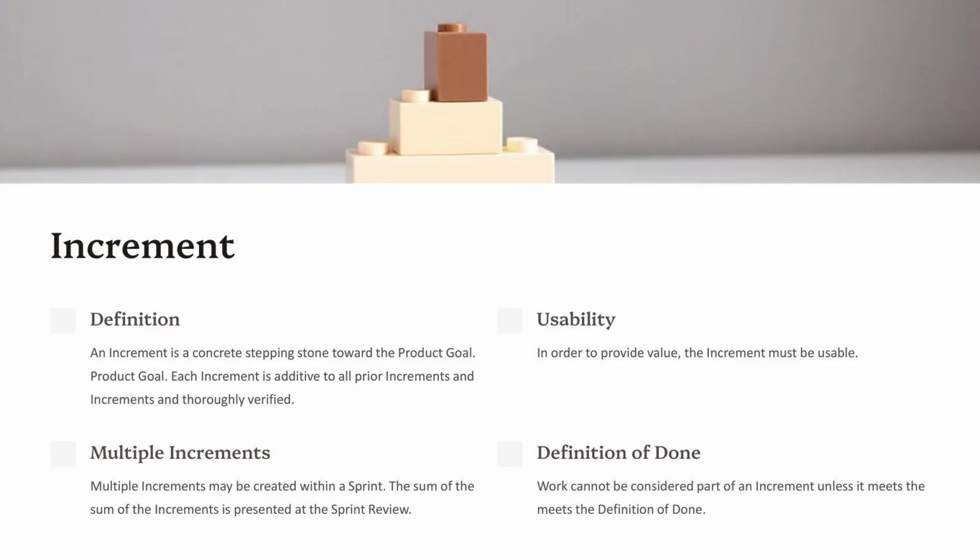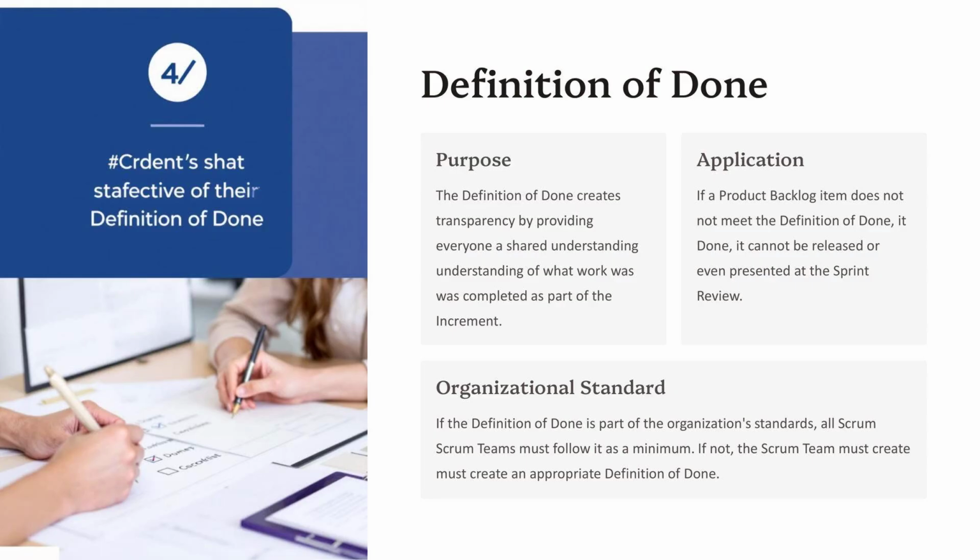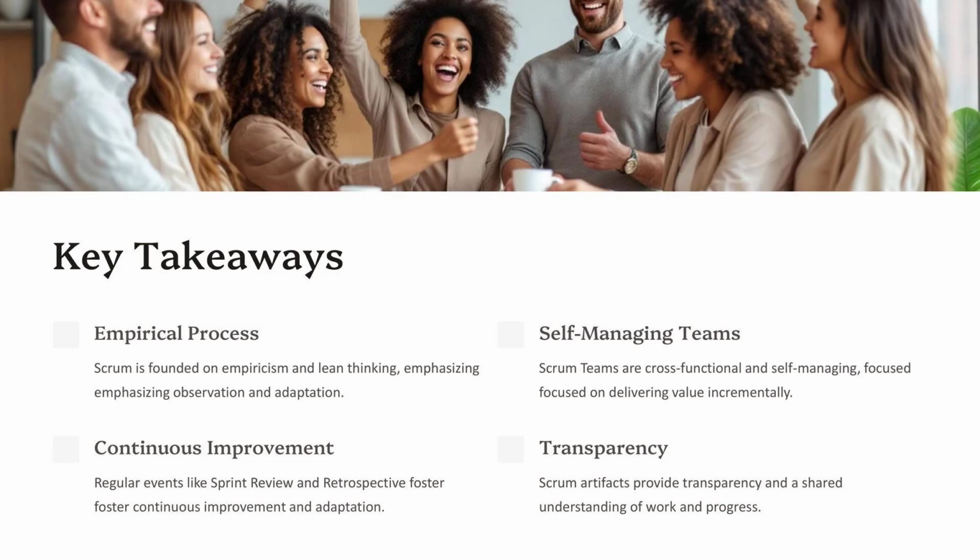The increment. This is the product which the team is building incrementally. Each verified increment builds upon previous work, presenting a usable solution aligned with the product goal. Definition of done. This is a checklist which defines when work is considered complete, ensuring transparency and aligning team expectations with quality standards.